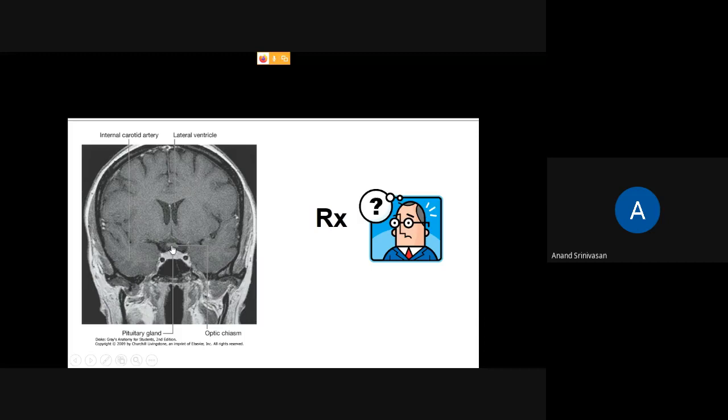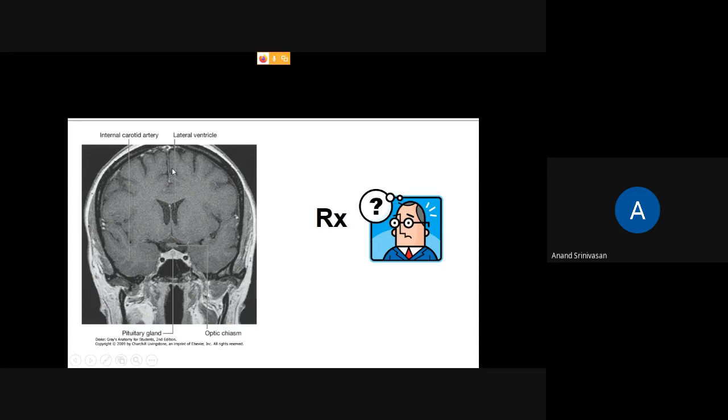But how to do a surgery of a pituitary gland? See, the pituitary gland is located here. We could open the skull, remove the brain, and then remove the pituitary gland. Is it possible? It is possible, but it will damage a lot of brain. The most important structure in our body is the brain.